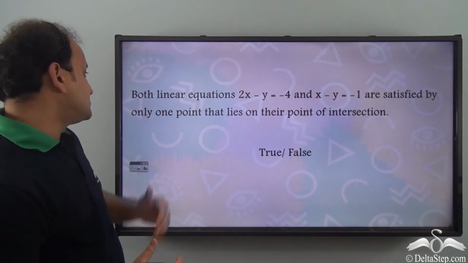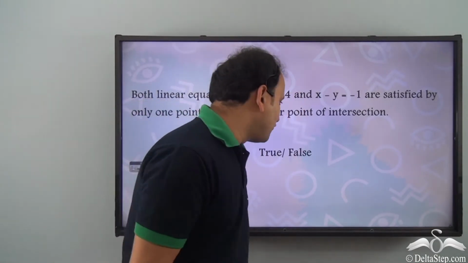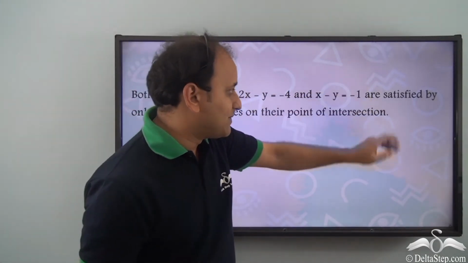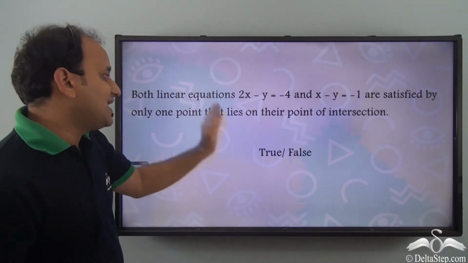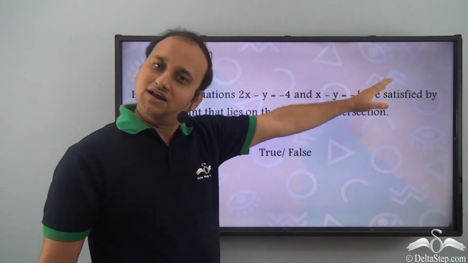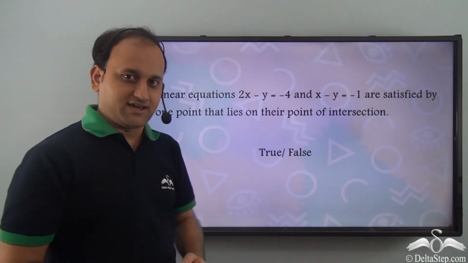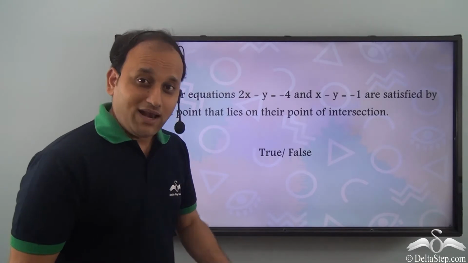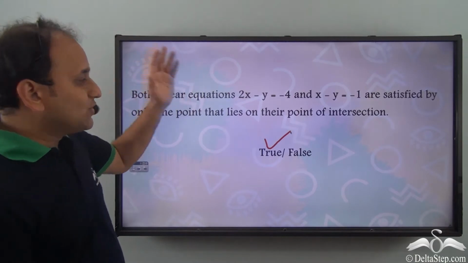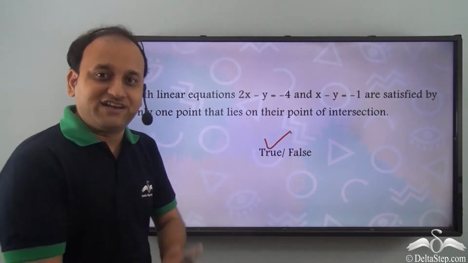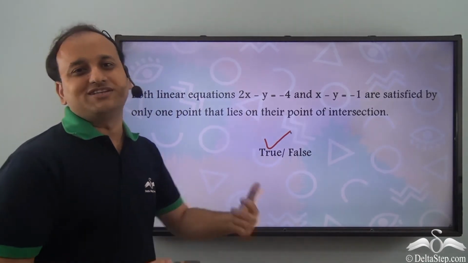So now can you answer this question? Both linear equations 2x minus y is equal to -4 and x minus y is equal to -1 are satisfied by only one point that lies on their point of intersection. Is it true or is it false? What do you think? Well, the correct answer is true. Definitely, there is only one point, that is the point of intersection between these two equations, which satisfies both the equations.